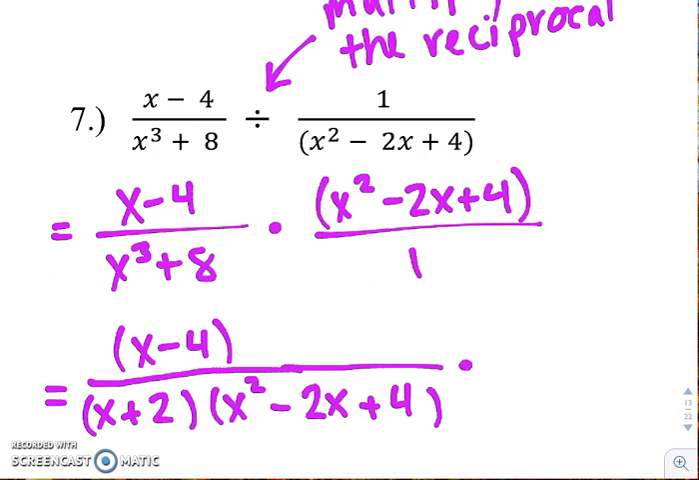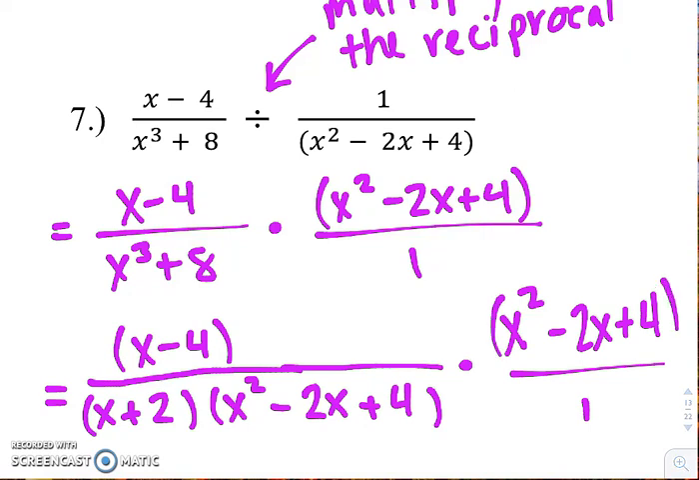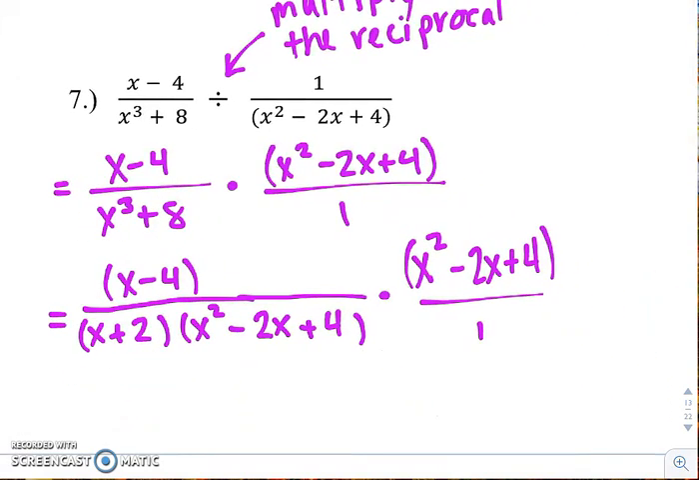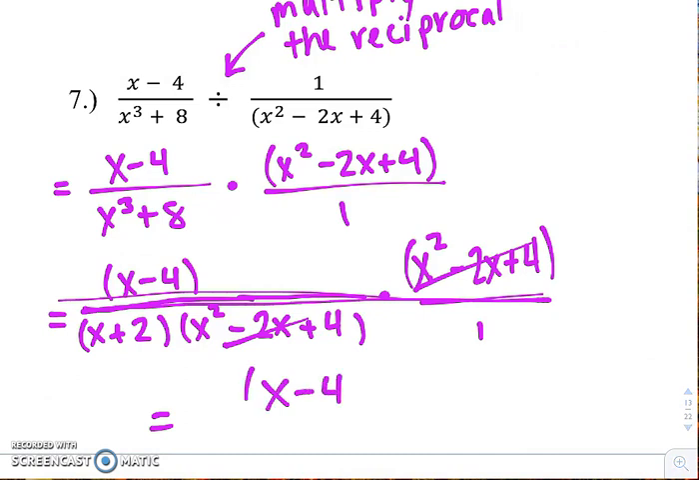Now for your second fraction, nothing is going to multiply to get you 4 but add to get you negative 2. So this is just going to stay x squared minus 2x plus 4 over 1. In this instance, the only thing that actually cancels, because remember this is really just one big fraction now that is multiplication, is the x squared minus 2x plus 4's. So you guys are still left with x minus 4 on the top over x plus 2, and if you want to write the 1, you can.